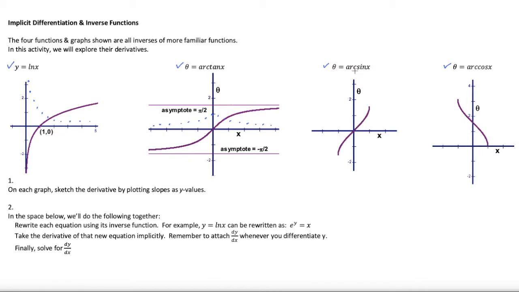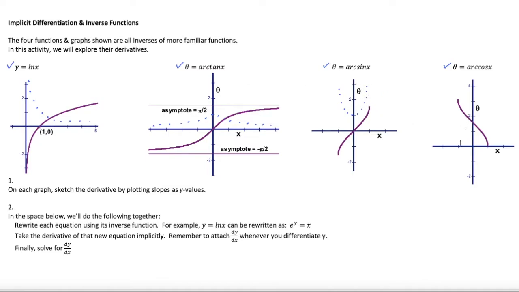And then for the arcsine function, it's only defined between -1 and 1, so it has a very small interval in which you can see its graph. But it begins with very steep slopes, approaches a slope of 1, and then it gets very steep again. So if we were to plot those slopes as y values, it might look something like this. Sort of a U shape.